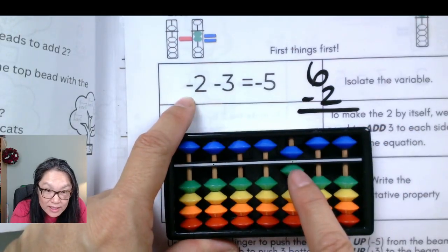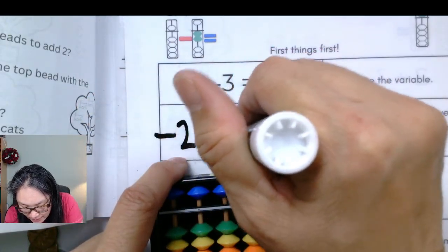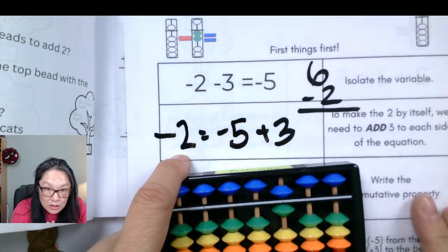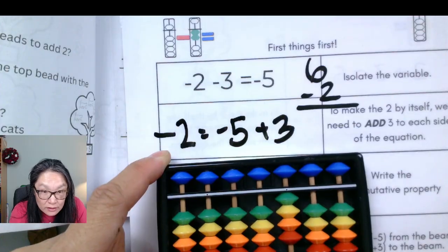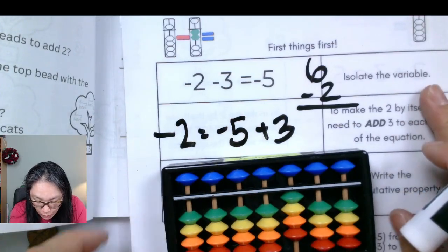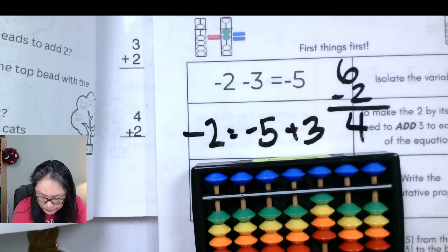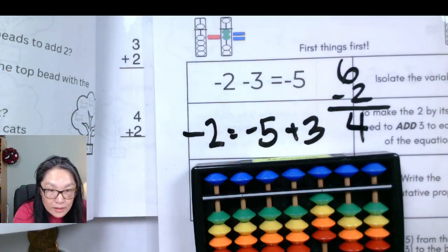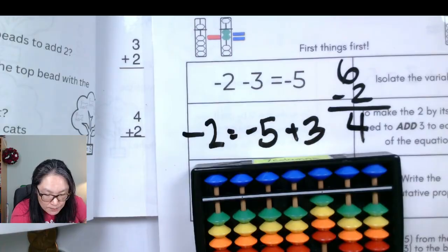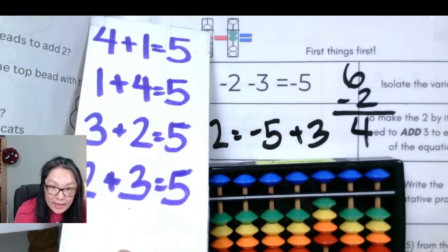There's no more beads to minus the 2. To minus the 2 is equal to minus the 5 plus the 3. So I'm going to minus the 5 and add the 3. So my final answer is 4. Oh, here it is. 4. Yeah? So that's the first major concept that we need to do: the first major one is to understand how to make a 5.